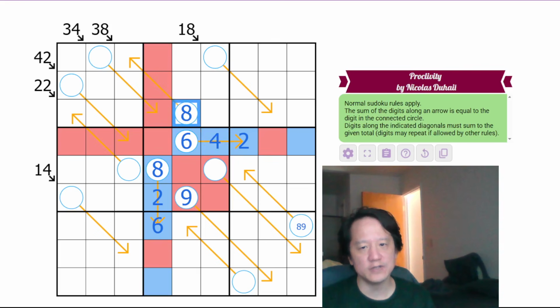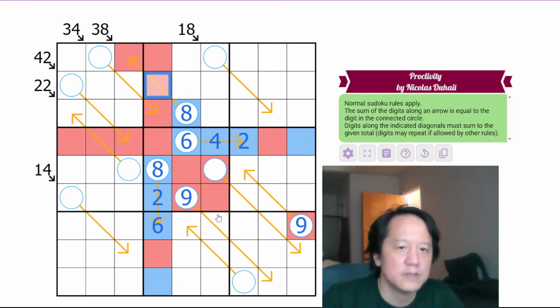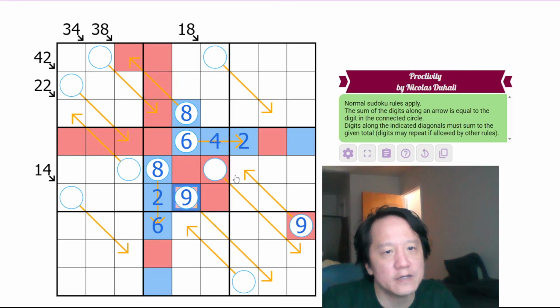This is an even digit, and this must be odd because it must be 9. To get an even sum from an odd digit, it must add up with another odd digit, so that's odd. This is 9. 34 minus 6 is 28. This is at most a 7.